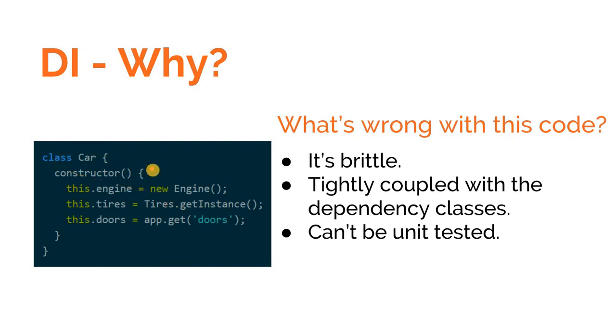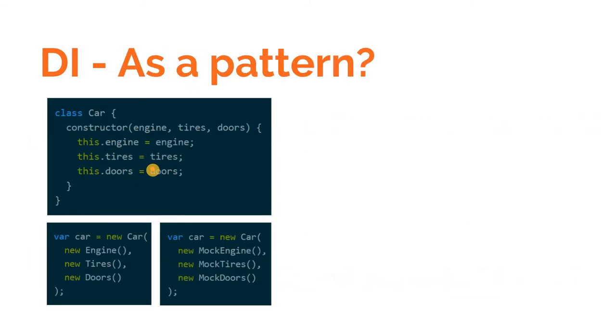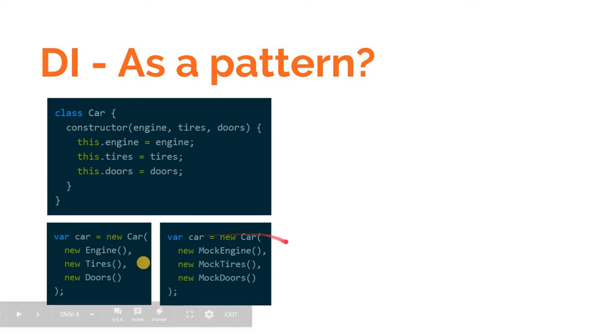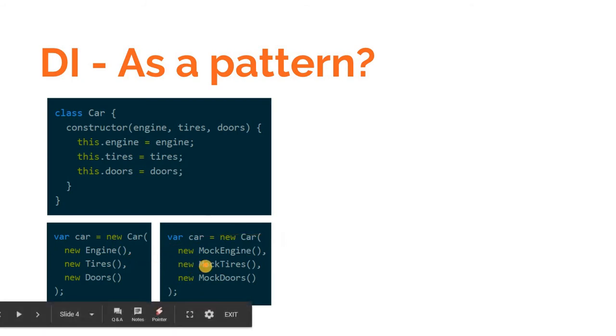Okay, so is there a way to fix this? Well, it seems there is. That's where dependency injection as a pattern comes into the picture. If say the user of this car class was responsible for providing the dependencies here, then it would have been better, right? That way we could basically provide multiple types of instances of these dependency classes, and in that way we could unit test this car properly.